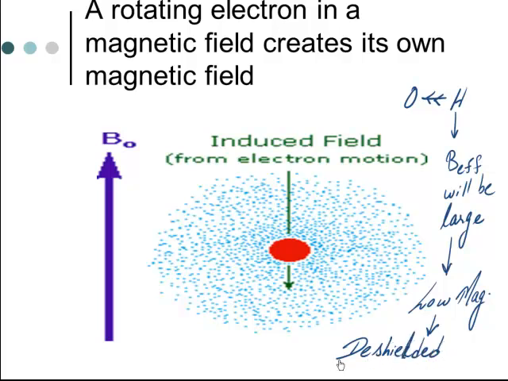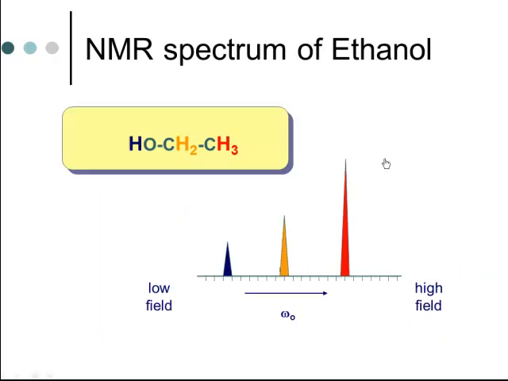This explains clearly why the NMR spectrum of ethanol has three different peaks, and not only that, it also explains why the proton of the OH group shows a peak at very low magnetic fields, whereas the protons of the CH3 group show a peak at high magnetic fields.